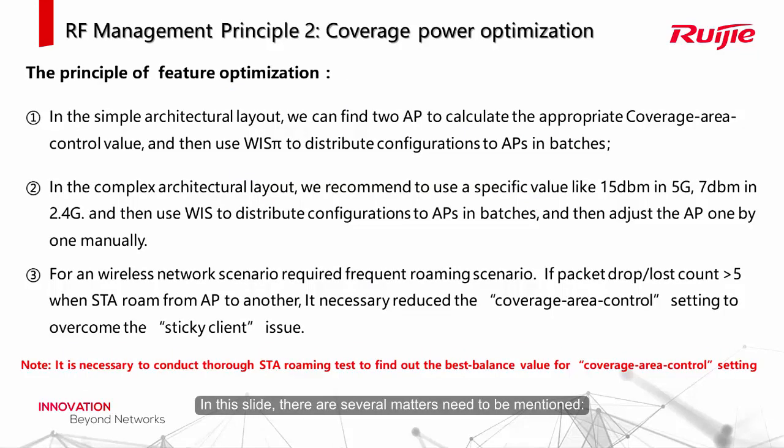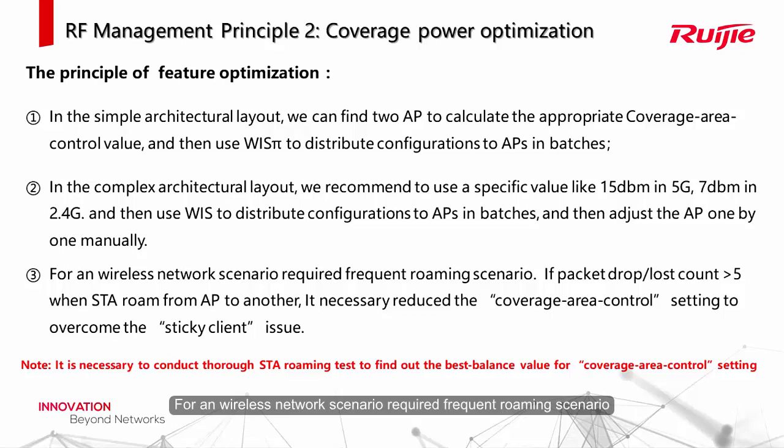In this slide, there are several matters needed to be mentioned. In a simple architectural layout, we can find two APs to calculate the appropriate coverage area control value, and then use WithPy to distribute configurations to APs in batches. In a complex architectural layout, we recommend to use a specific value like 15 dBm in 5G, 7 dBm in 2.4G, and then distribute configurations to APs in batches, and then adjust the APs one by one manually.